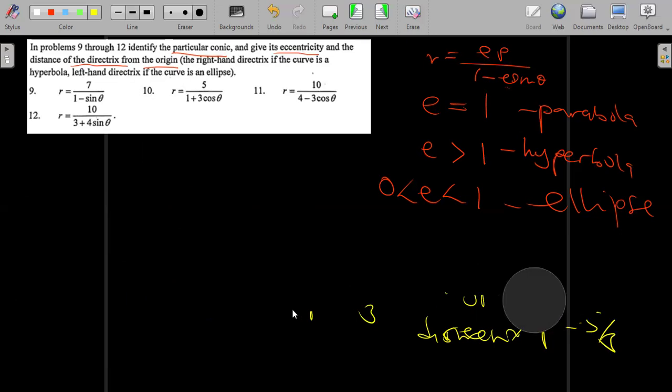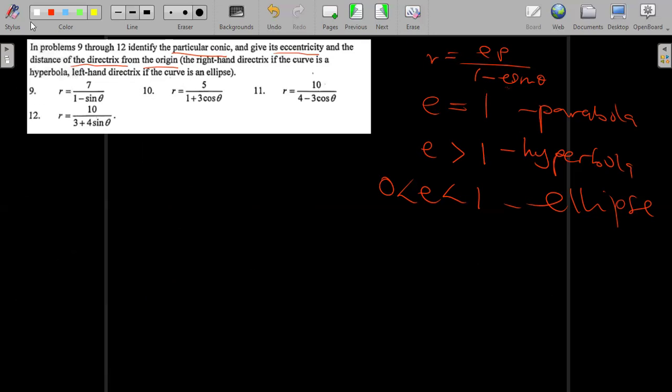Okay, so the others require us to actually put them in standard form. So let's go ahead and do that one. So we want to put that in standard form. So you have r equal to 10 over 3 plus 4 sine theta. Then from here, now you have to factor out. So what do you want to factor out? We want to factor out a 3 because we want this here to have a 1. So if I factor out a 3, I have 3 here, I'll have 1 there.